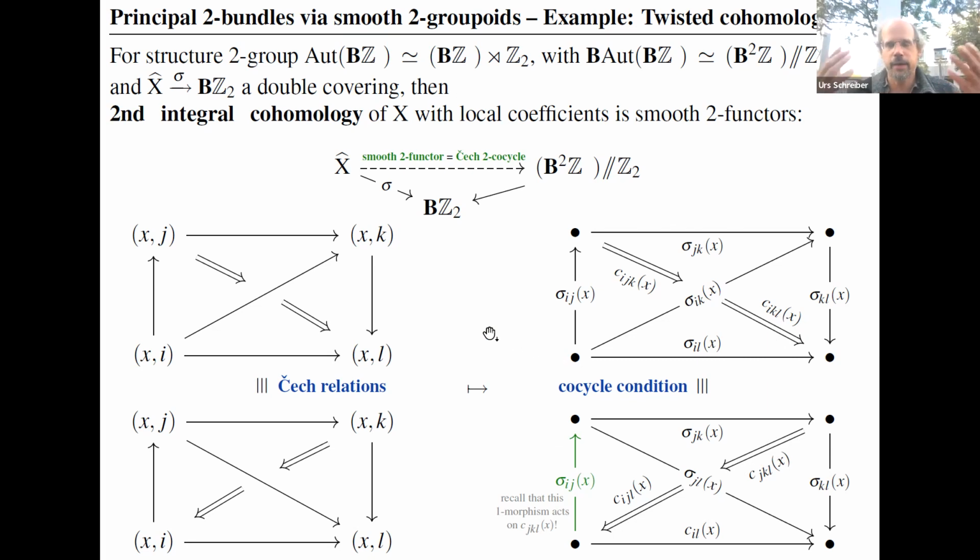And you see that this is exactly the Čech cocycle rule for degree 2 cohomology with what they call local coefficients in our double cover. So such a 2-functor, that's what this exercise reveals, is exactly the same thing as ordinary degree 2 integral cohomology of X with local coefficients given by our double cover. So it's a form of twisted cohomology, of local cohomology, but it's also just the principal 2-bundle for this structure group.